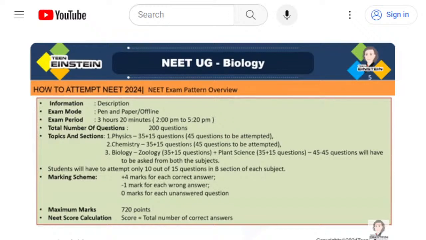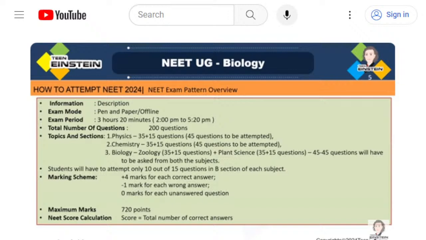We said in section B, you will get 15 questions, but out of that, only 10 questions from section B will be evaluated. And if candidates write more than 10 questions in section B of each subject, only the first 10 questions will be evaluated. So while answering the questions, make sure that you are clear with the answer. Only those questions you should attempt. Okay, so don't mark all the 15 questions.